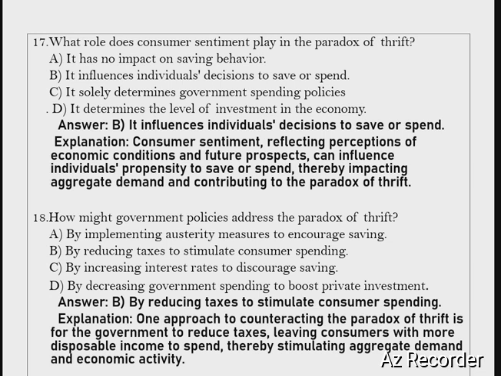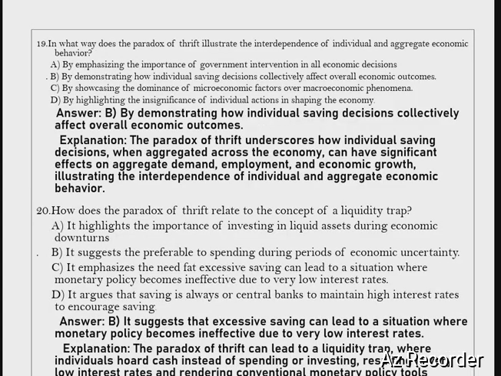Its explanation is one approach to counteracting the paradox of thrift is for the government to reduce taxes, leaving consumers with more disposable income to spend, thereby stimulating aggregate demand and economic activity.